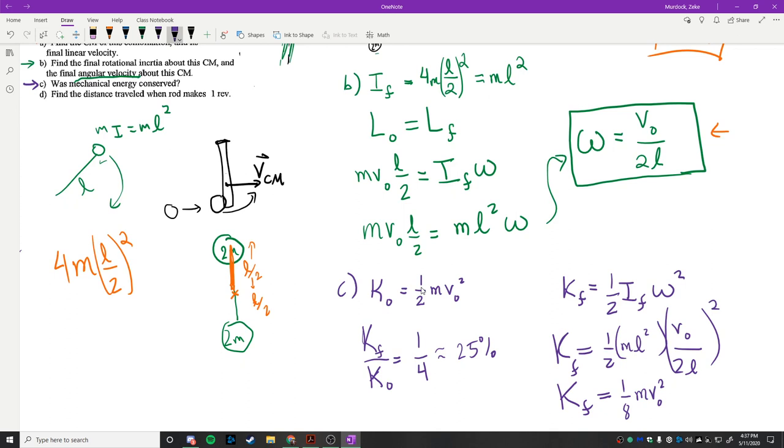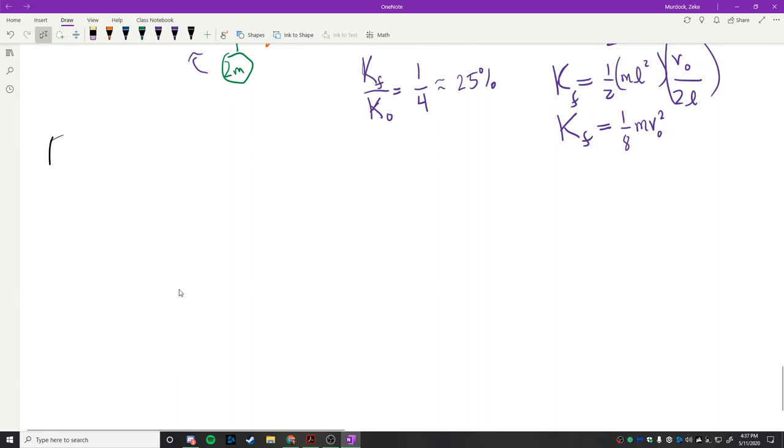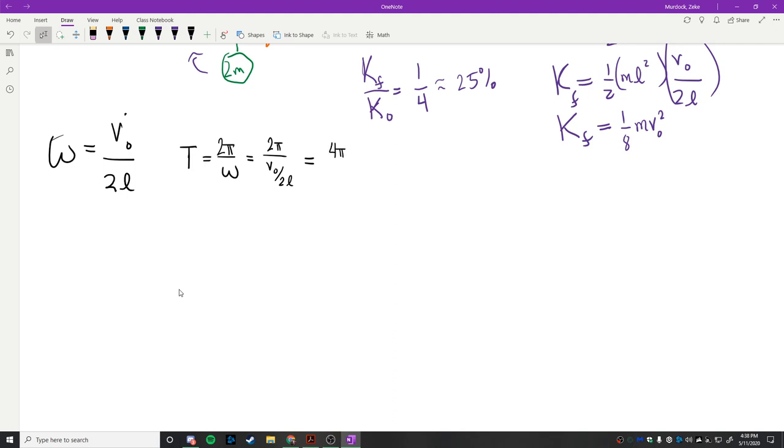Well, now we know that this object is basically going in a circle, right? And we know how long it takes radians-wise to be this, right? So we could say for part D, let's go back to black again. Let's take the numbers we know. So we know that omega... We can find the time that it takes to move for one rotation, which would be the period. One revolution is going to be equal to 2 pi divided by omega. This is the period of its motion, right? So if we take 2 pi and we divide by v naught over 2l, we get the period of motion is 4 pi L over v naught, I think.